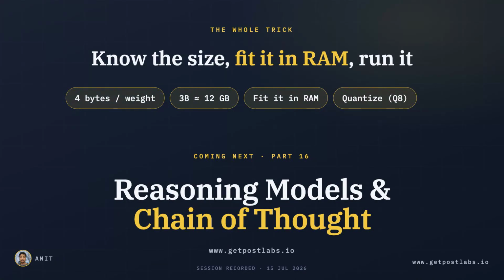Now the model can talk, but how does it actually think through a hard question? Next, reasoning models and chain of thought.